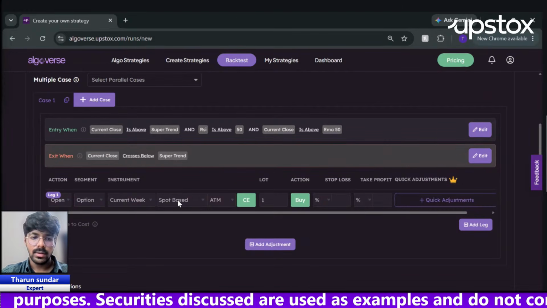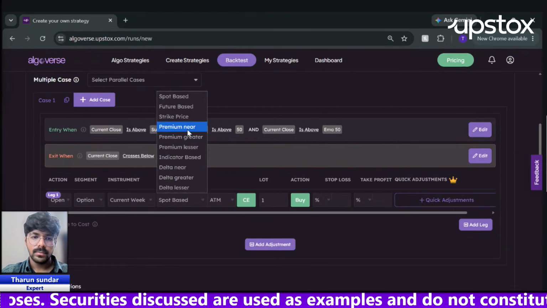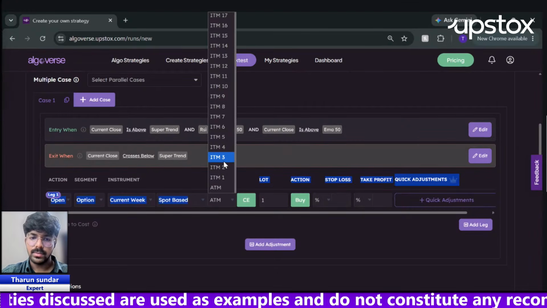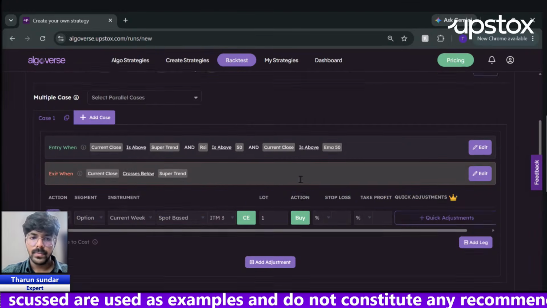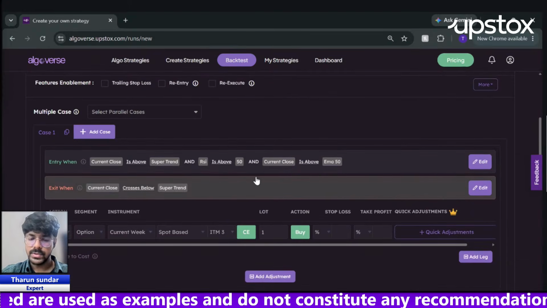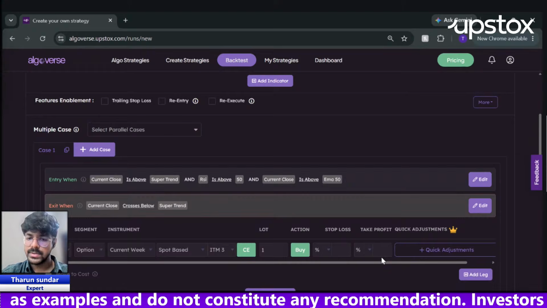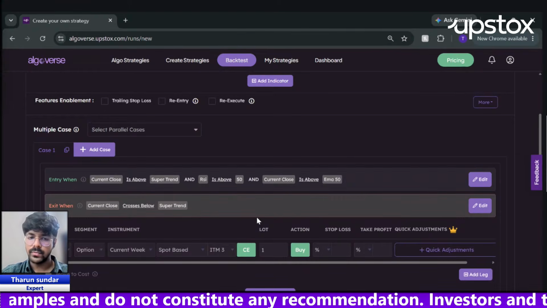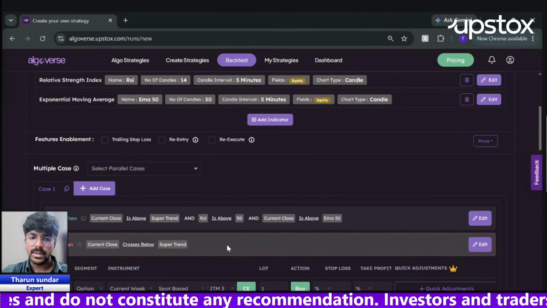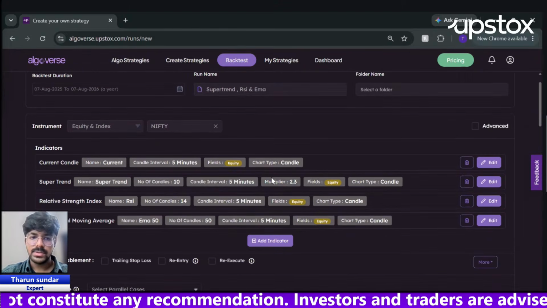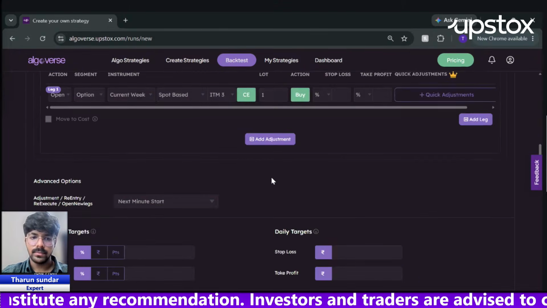I want to trade, say, a spot based ITM3 call option, in the money 3 call option. And let's leave this open first. That is, I'm not going to give any fixed stop loss or take profit. All the entries and exits are based on this. And let's backtest this for the last one year.